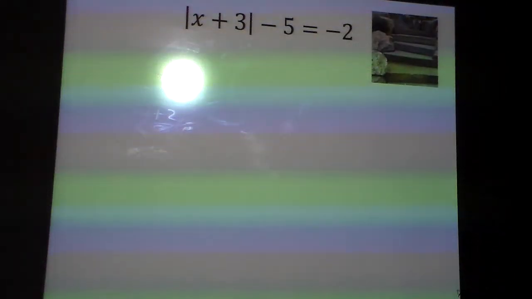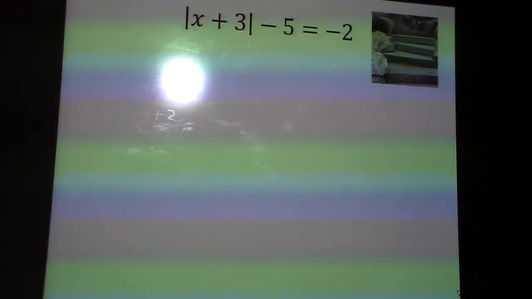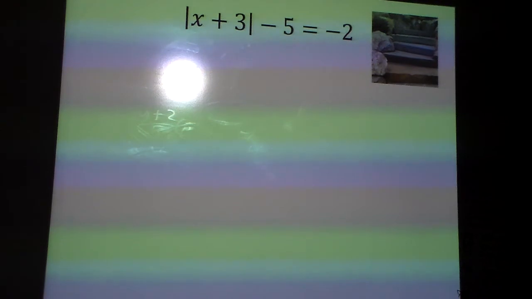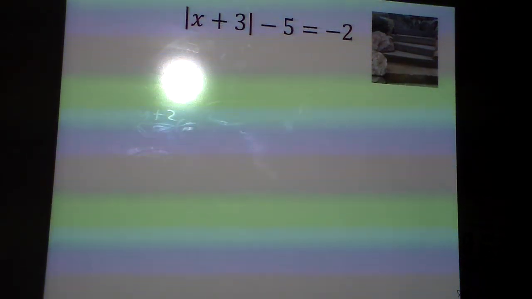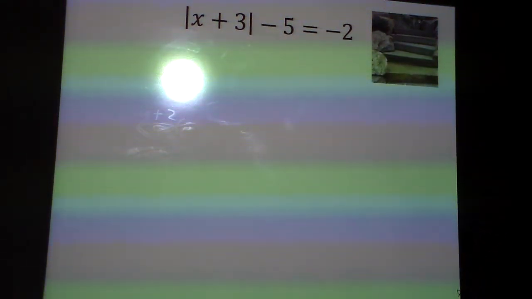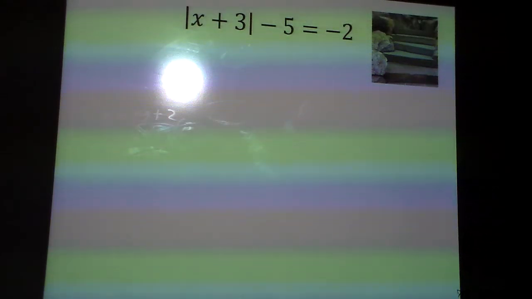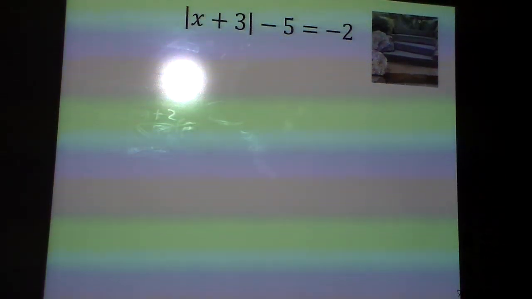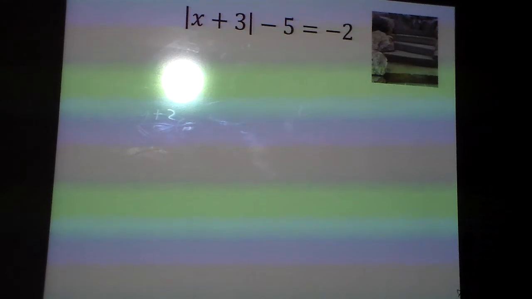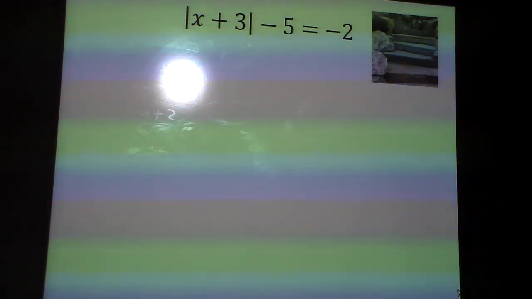Okay, now, multi-step absolute value. Here we have something outside the absolute value and it equals -2. So at first glance, I'm thinking, oh, it's no solution, but that's not true. If there's something outside the absolute value, I have to undo that first before I can determine whether there's an answer or not. Does that kind of make sense?